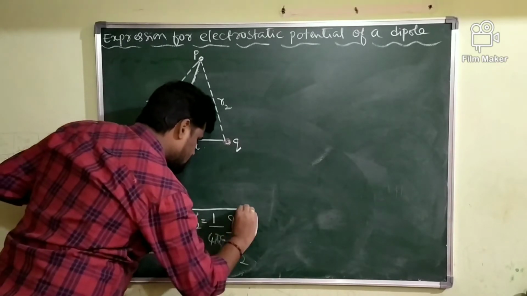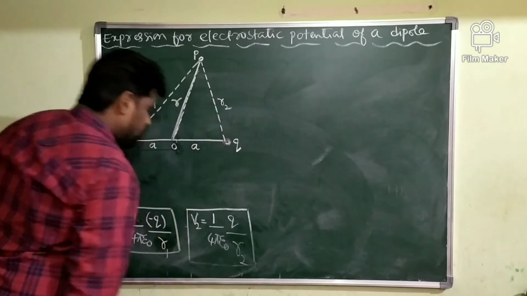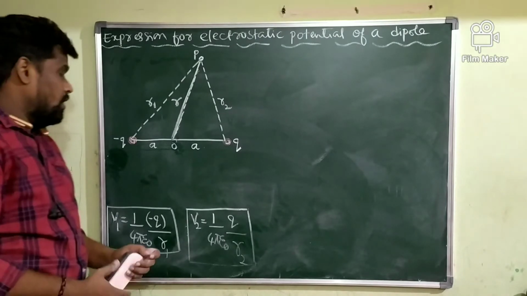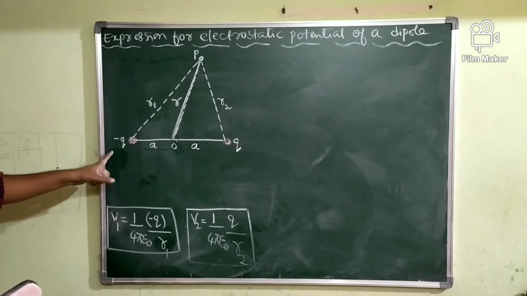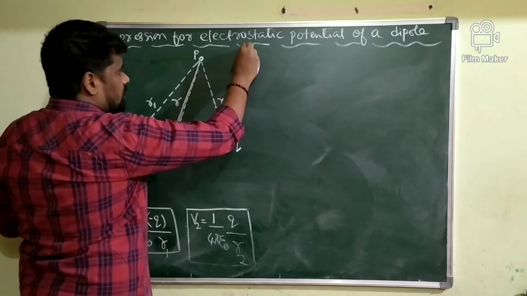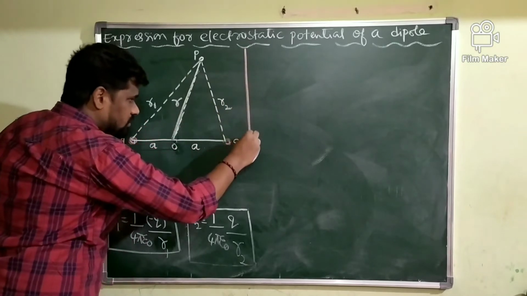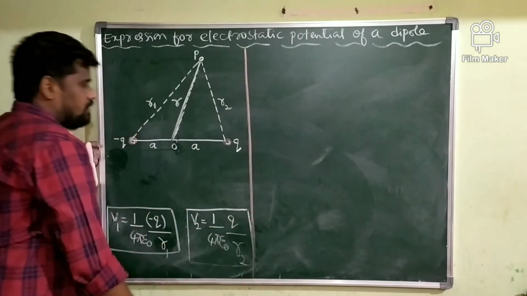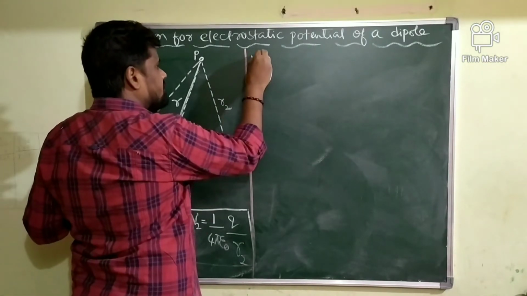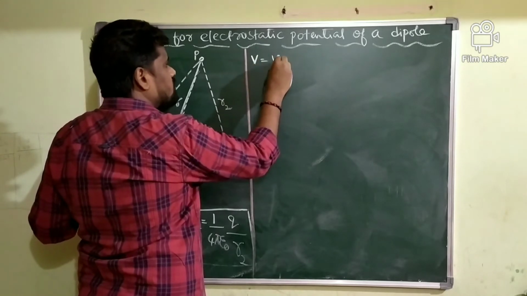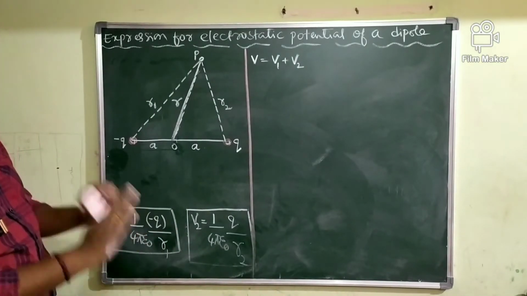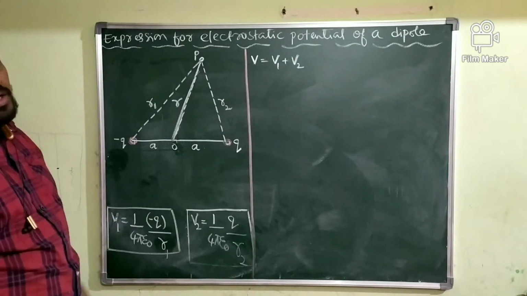Look at here. What are V1 and V2? V1 and V2 are the electrostatic potentials at point P due to minus Q charge and plus Q charge. If this is the case, tell me what is the total electrostatic potential at point P? The total electrostatic potential at point P is simply given as V equals V1 plus V2. As I said, potential is a scalar and it can be added like ordinary numbers.